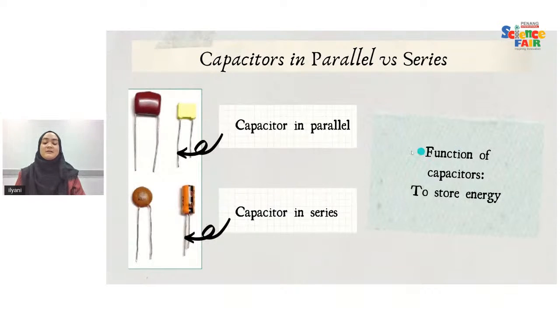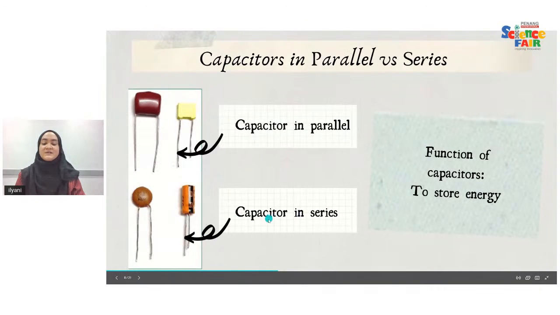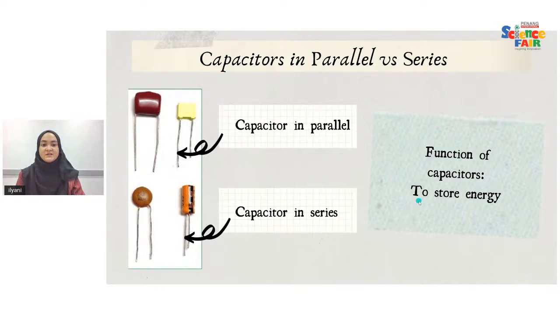As I said, it's either a parallel or series circuit. It depends on how you want to use it. So sometimes you will see capacitors assembled in parallel, and sometimes in series. This is one of the commonly used components in our industry, which is the capacitor. So what are the functions of the capacitors? We use capacitors to store energy.